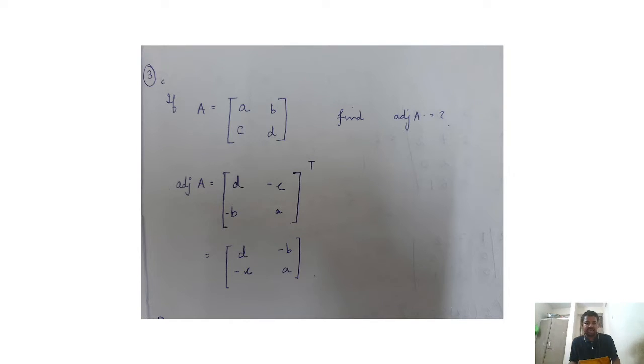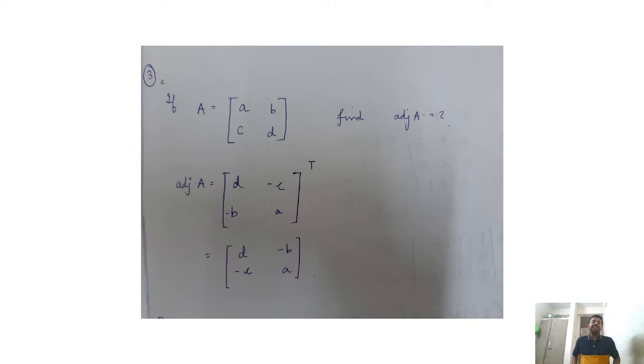Now another question. Let us consider a matrix A which has the content a, b, c and d, and our objective is to find the adjoint of A. This is a very important thing, because the adjoint will actually help us to find the inverse of the matrix. So how do we find the adjoint of a matrix? We have a matrix A where a11 is equal to a, a12 is equal to b, a21 is equal to c, and a22 is equal to d.